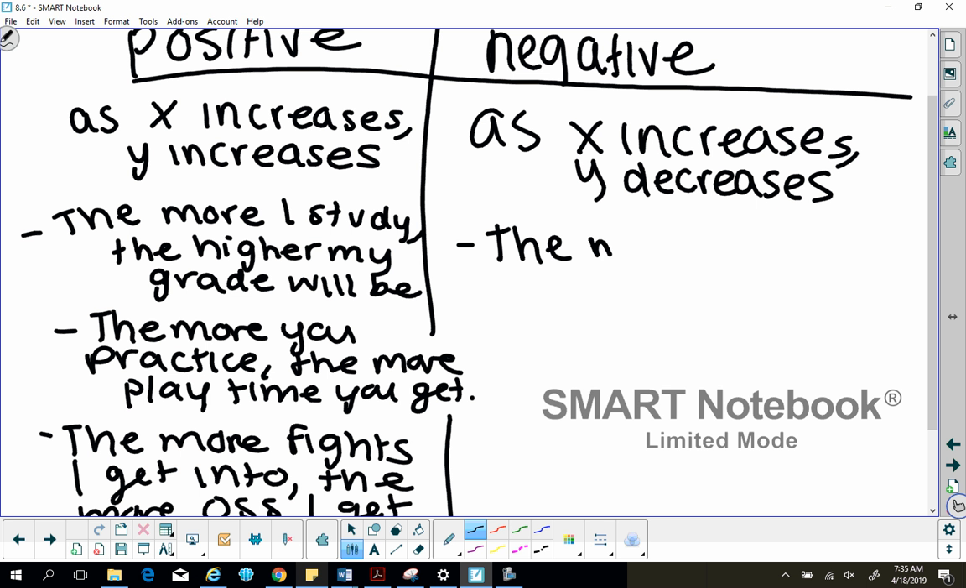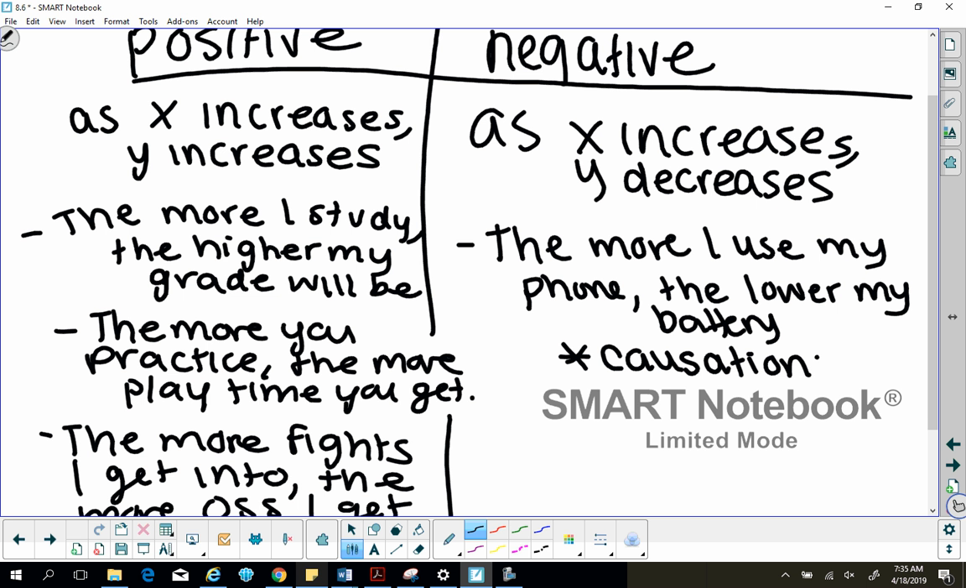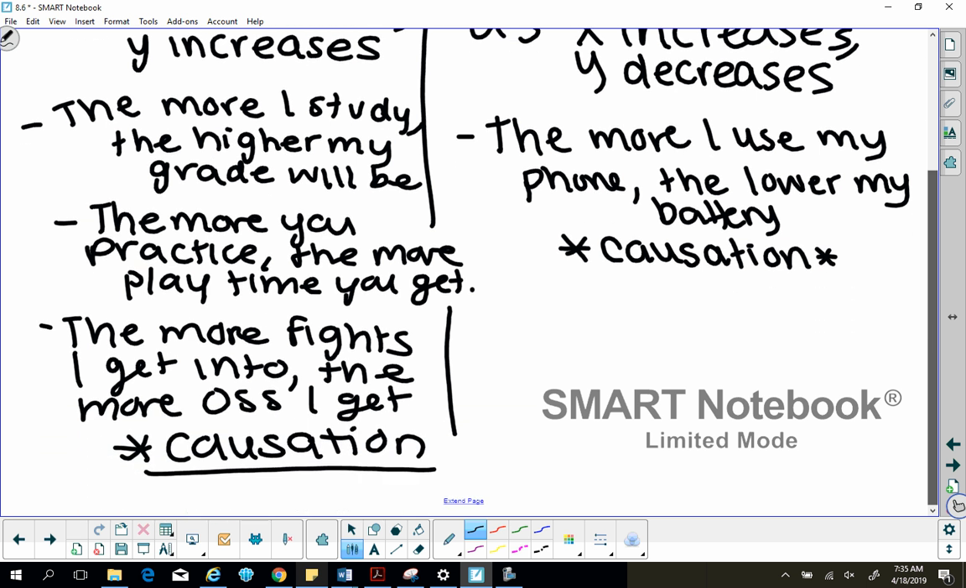So the more I use my phone, the lower my battery. Would this be an example of causation? You know if you're on your phone, it's going to waste your battery, right? That's why it wastes, because you're on. So when you're on your phone, this would be an example of causation. So not only is it negatively correlated, it's also causation. Who can give me another example? That was a good one. Anything. As one thing goes up, the other thing goes down.